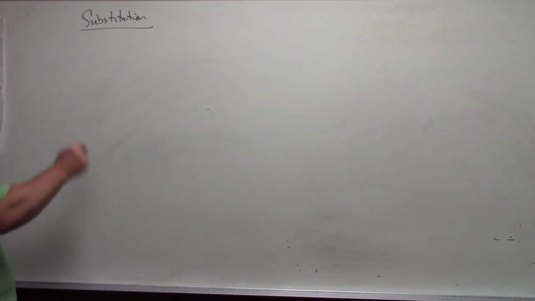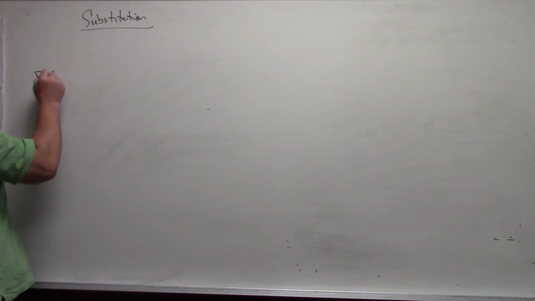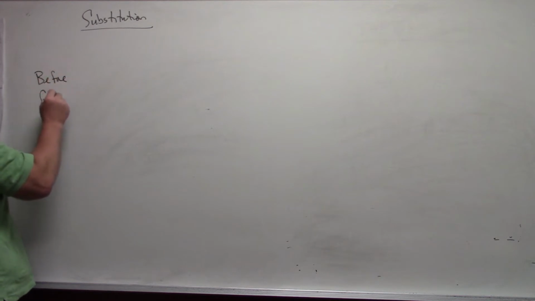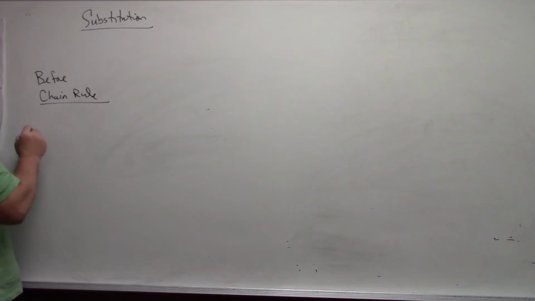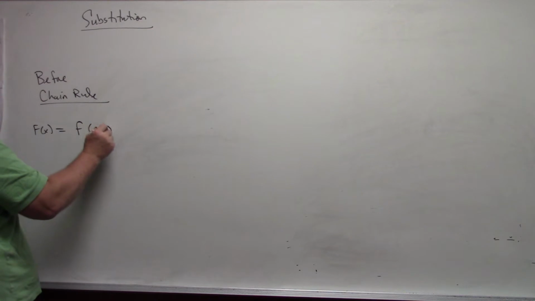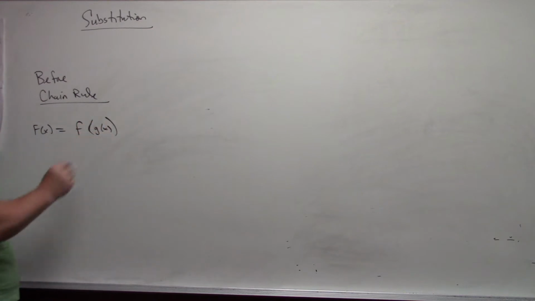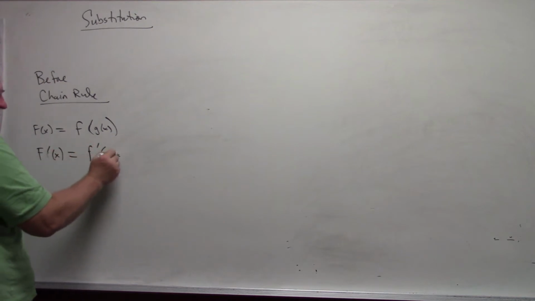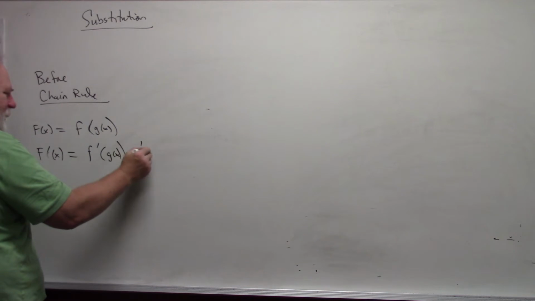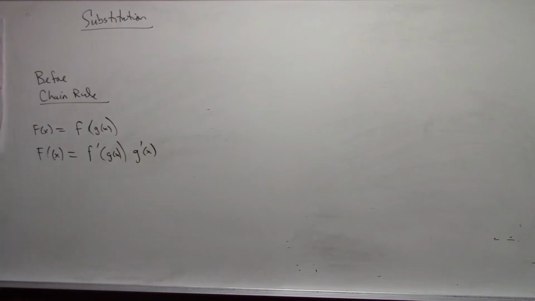Now, some background. Before, with the chain rule, we had a function, capital F of x, which was a composition f of g of x, and its derivative, F prime of x, was f prime of g of x times g prime of x. Well, now we want to reverse that process.